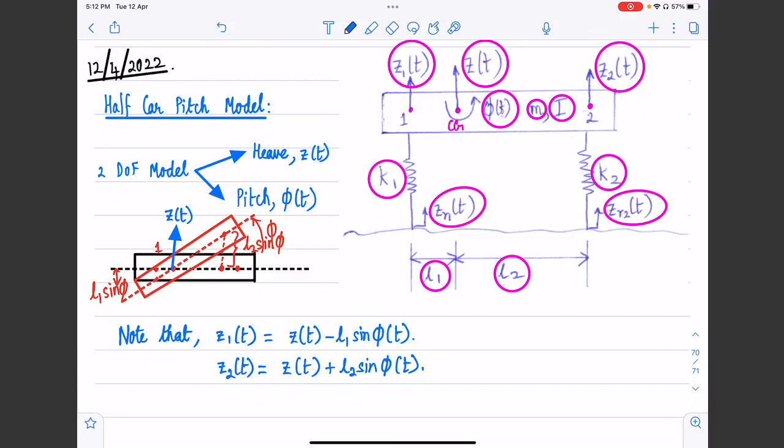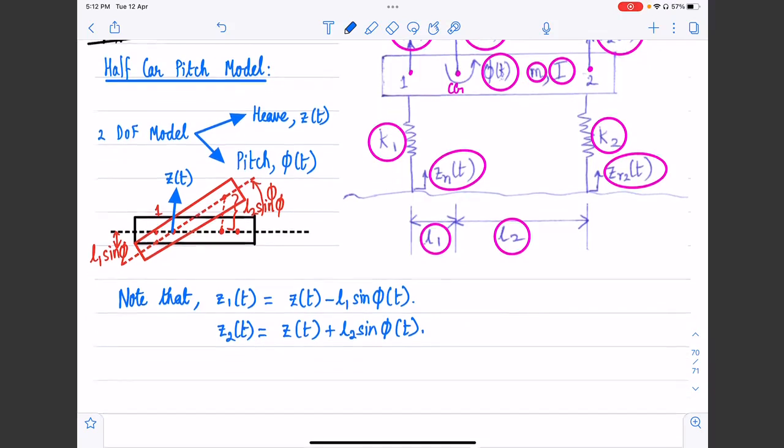So consequently, it is going to be the other way around, right? Wherein we are going to have Z2 equal to Z plus L2 sine phi of t, because it's going to go up, right? So that's what is going to happen, okay? So these are the two displacements, right? At points 1 and 2.